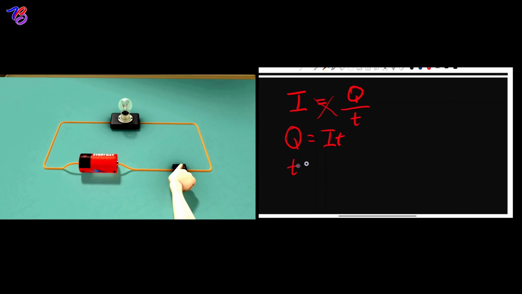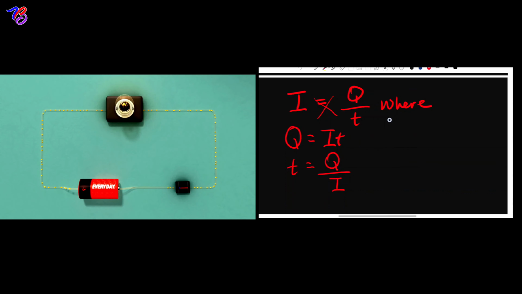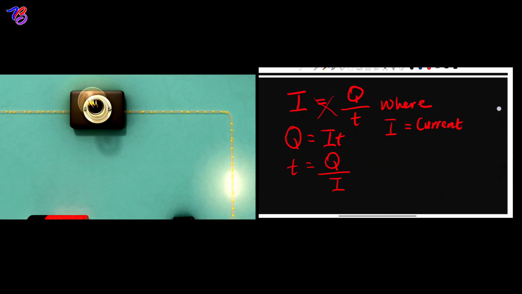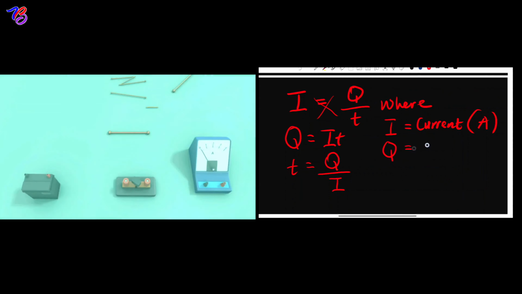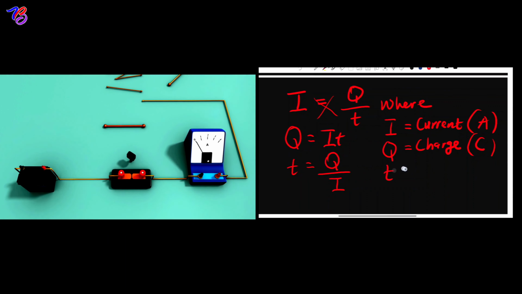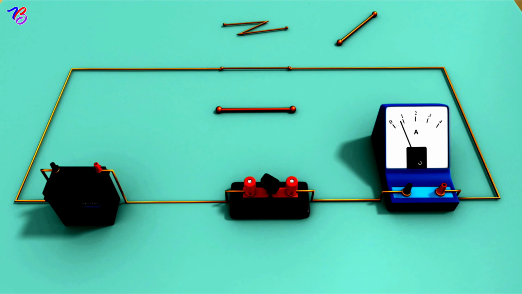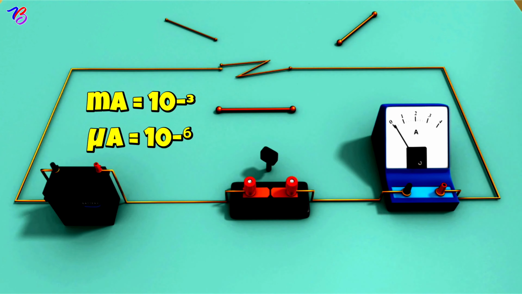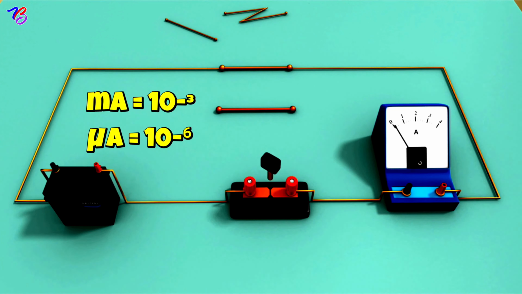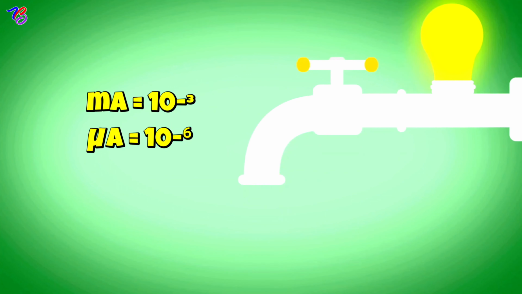If you make Q the subject of the formula, it gives you current multiplied by time. Q is equal to I times T, where Q is in coulomb as the SI unit, T is in seconds, and I is in ampere. The SI unit of current is ampere. Take note of that. However, there are smaller units of current, such as milliampere, mA, which is equal to 10 raised to the power negative 3 ampere. And then we have microampere, μA, which is equal to 10 raised to the power negative 6 ampere.